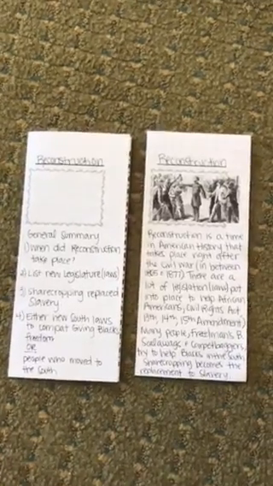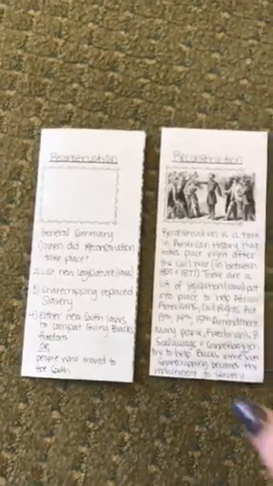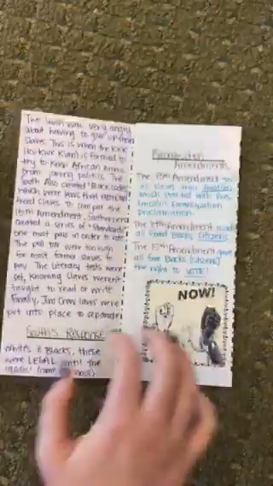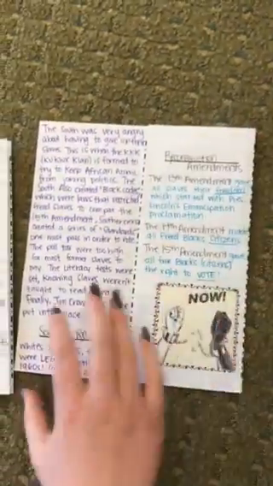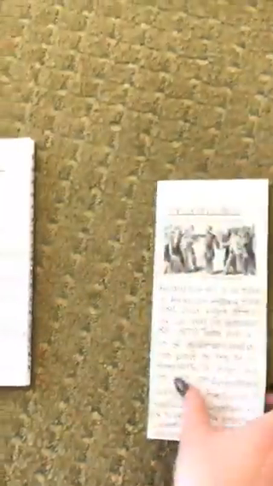Alright, so your next task after y'all have completed your Reconstruction notes is to create a brochure over Reconstruction. So this is my example of it. If you don't know what a brochure is, it's a piece of paper folded into thirds, and then there's a total of 6 little flaps that you'll have to do. Okay, so we'll go over my example here in a minute.